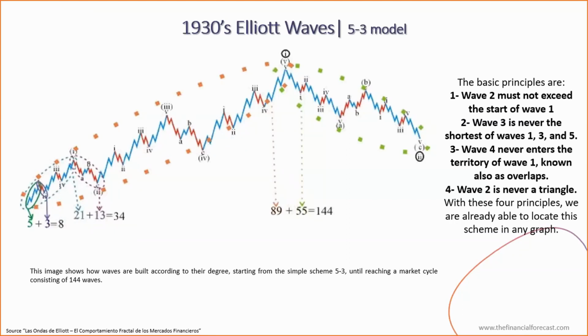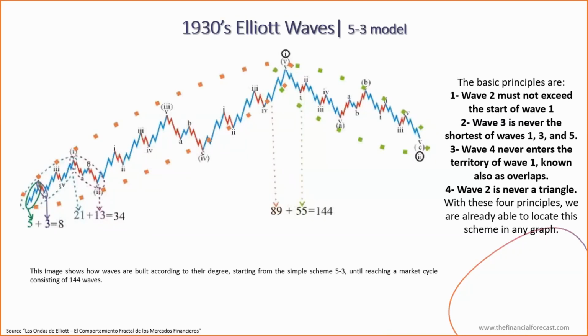So the first rule: wave 2 must not exceed the start of wave 1. That is really, really important. In case wave 2 breaks the beginning of wave 1, then that wave is not a wave 2, and we are in front of a different kind of pattern. That's why we should be adjusting the counting and the labeling for that pattern.